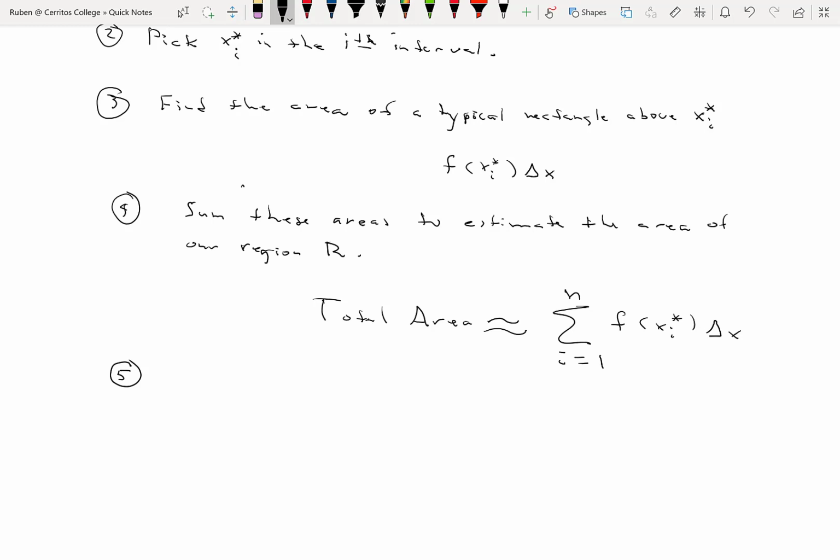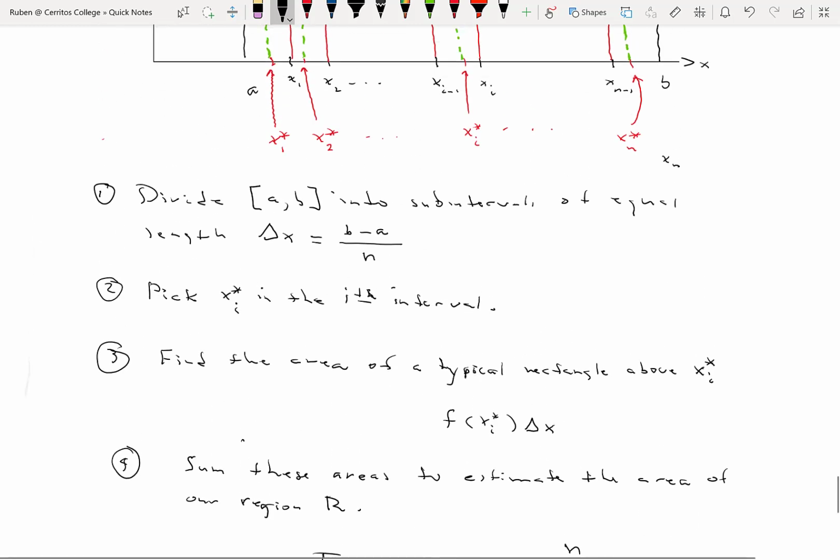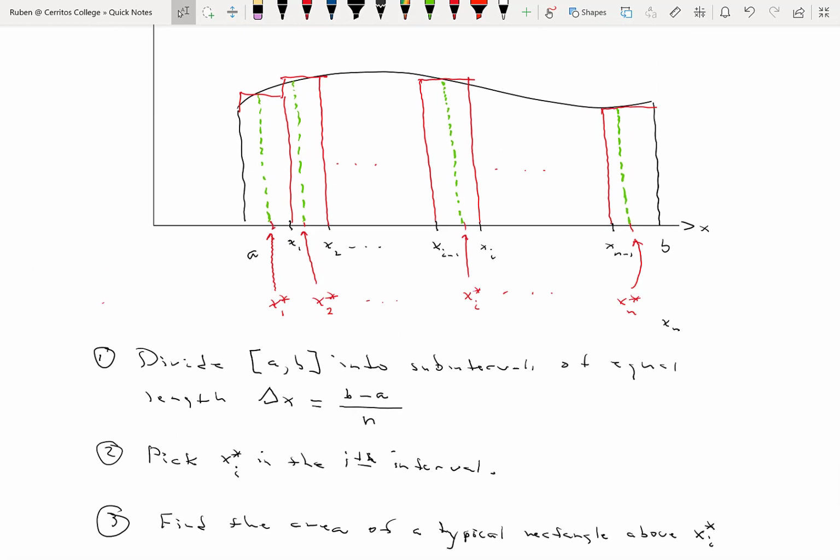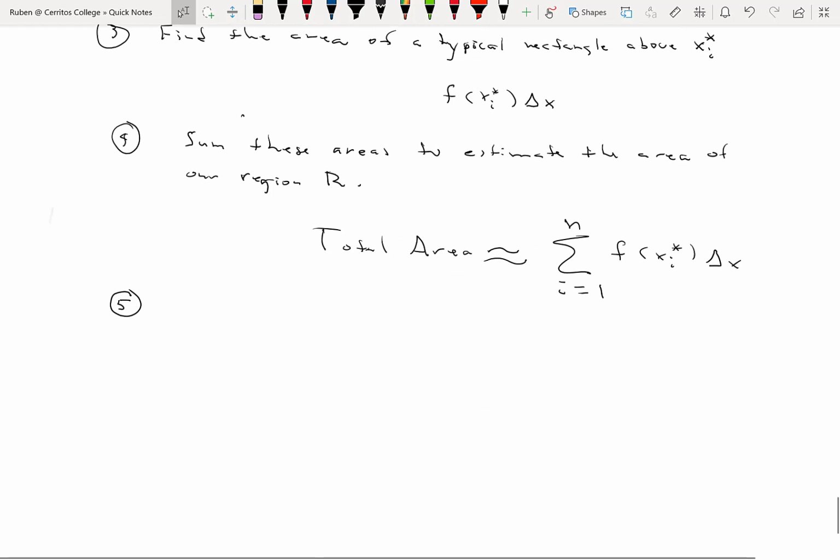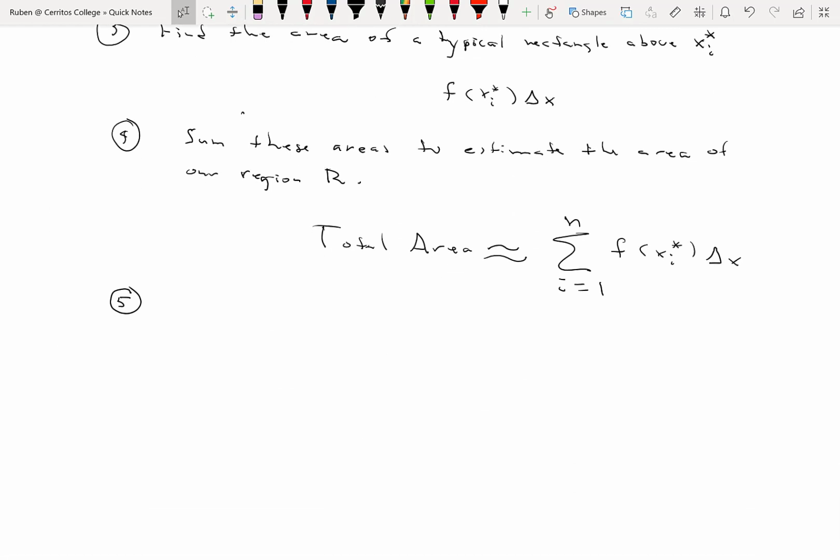Up to this point, all of what we've done so far can be done using algebra. What I want to do is let the number of subintervals approach infinity. I want to look at more and more and more subintervals. If I do that, the error that's introduced by using rectangles to estimate the area underneath the curve will get smaller and smaller and smaller as I fit more and more of these rectangles underneath the curve or within our region by letting the number of subintervals go to infinity.